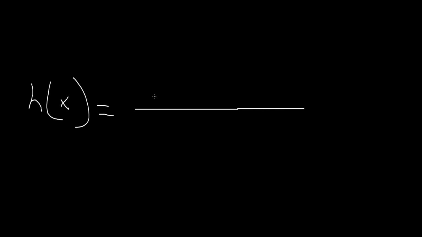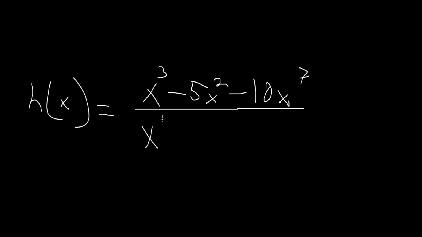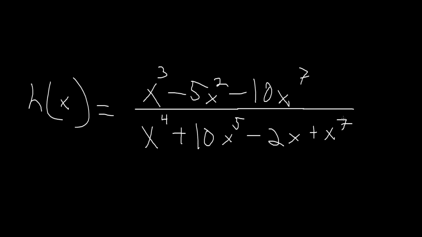So h of x is equal to, let's say, x cubed minus 5x squared minus 10x to the 7th. And then on bottom, we shall have x to the 4th plus 10x to the 5th minus 2x plus x to the 7th. Okay, now there are some things we can do to simplify this. I'll go ahead and add a plus 2 on top. Okay, so now there's not anything we can do to simplify this.